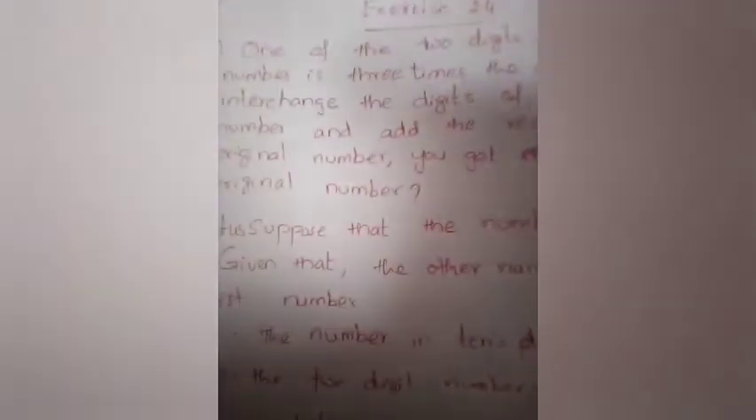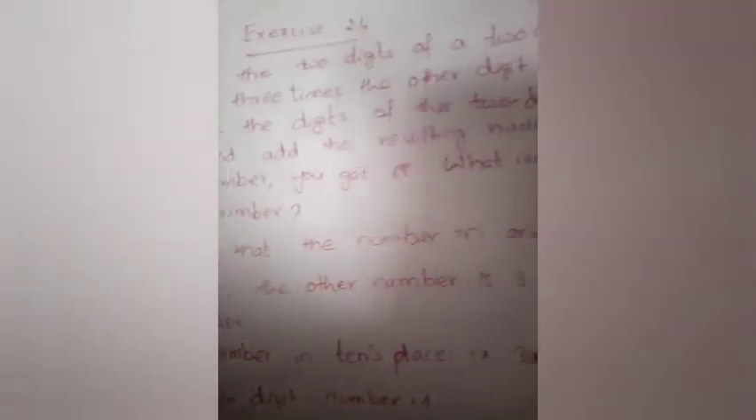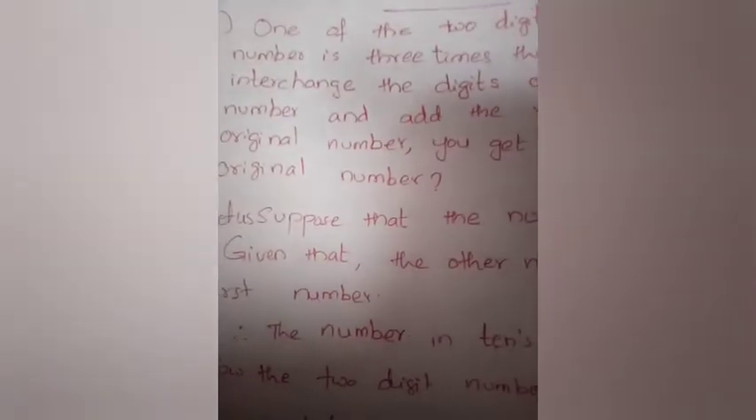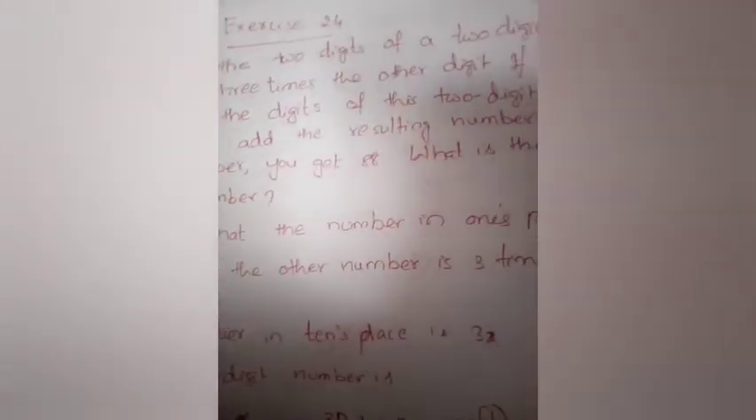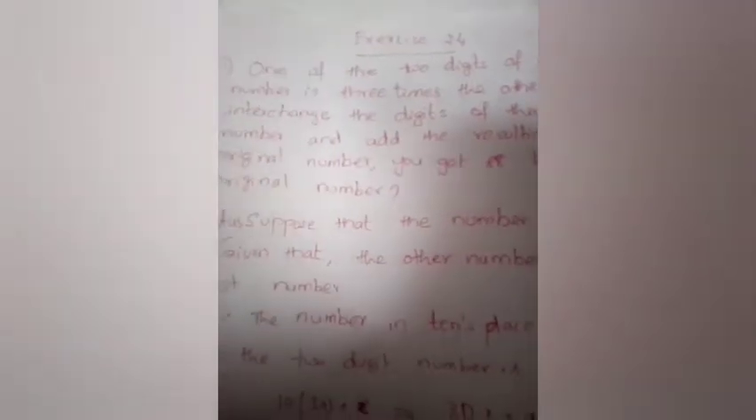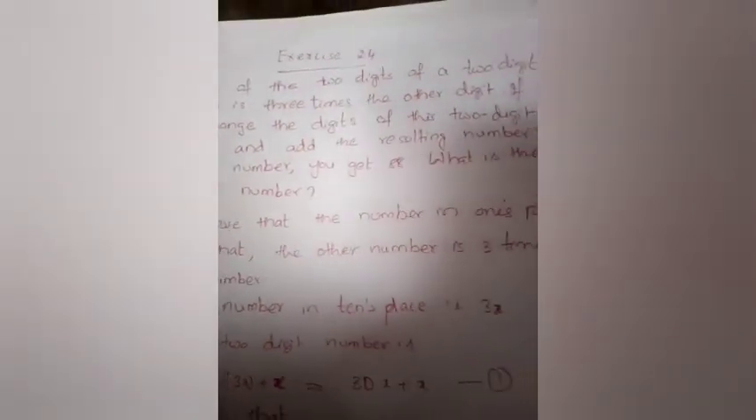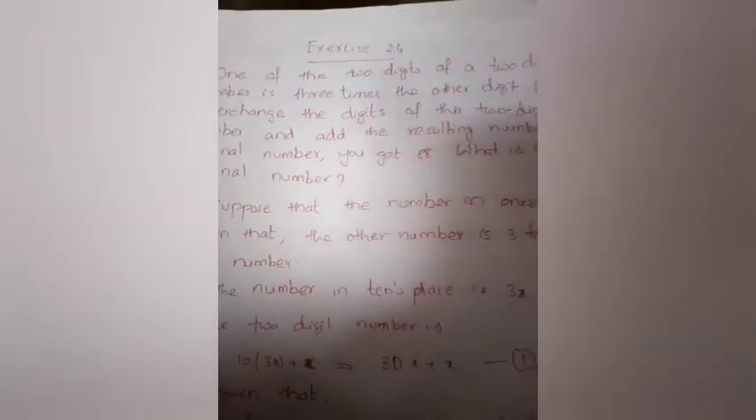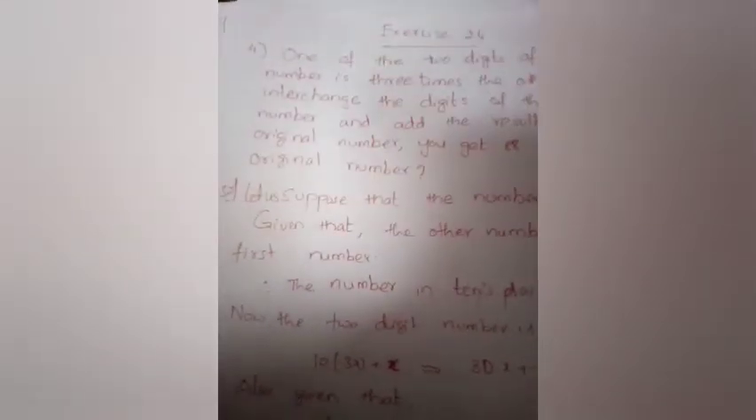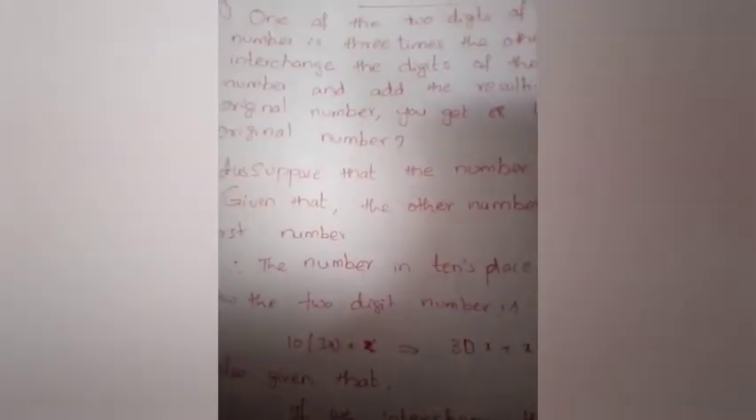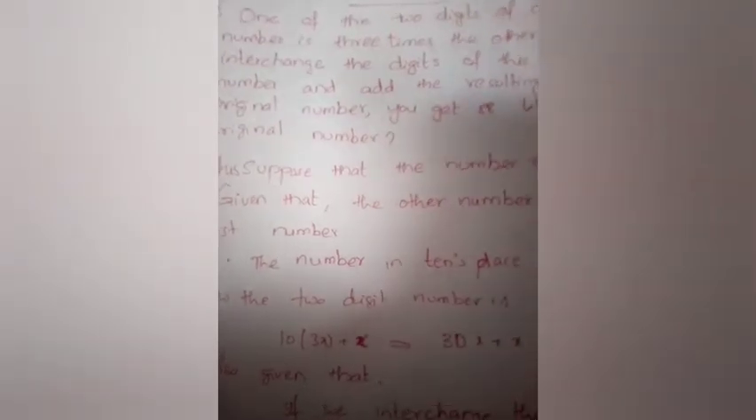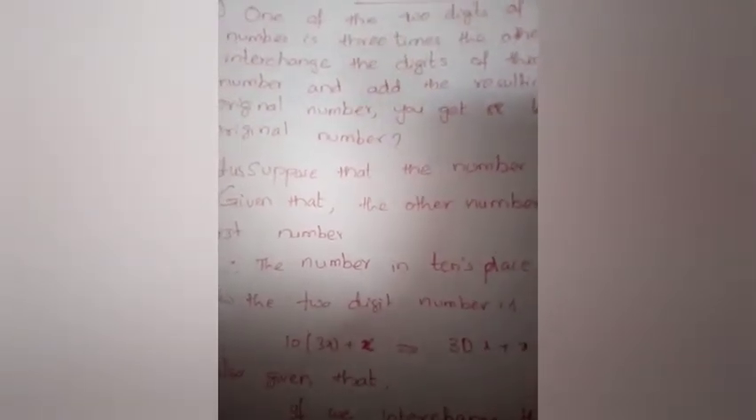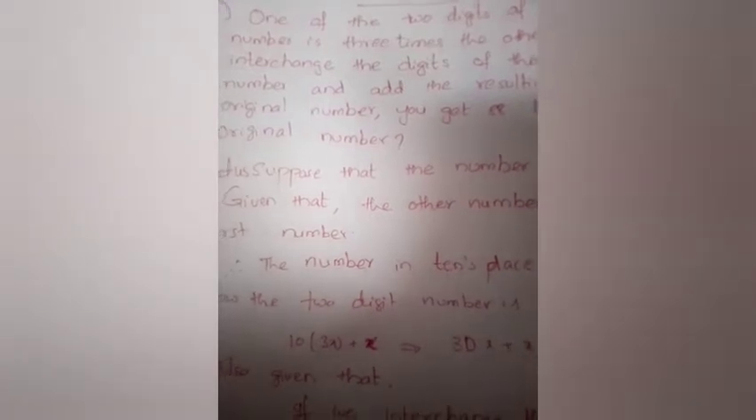One of the two digits of a two-digit number is 3 times the other digit. If you interchange the digits of this two-digit number and add the resulting number to the original number, you get 88. What is the original number? We don't know the original number. So in the original number, that is a two-digit number, there is one digit in ones place and another digit in tens place.